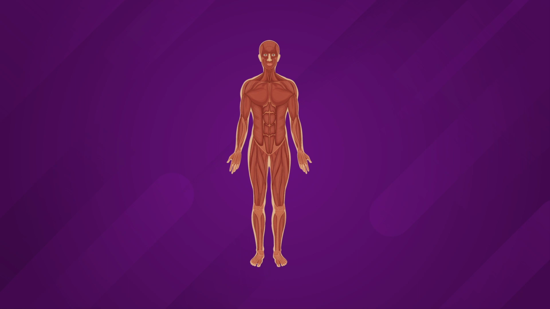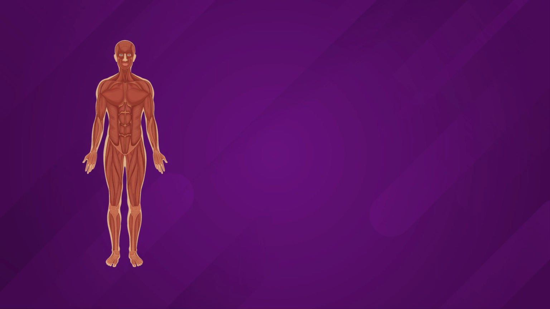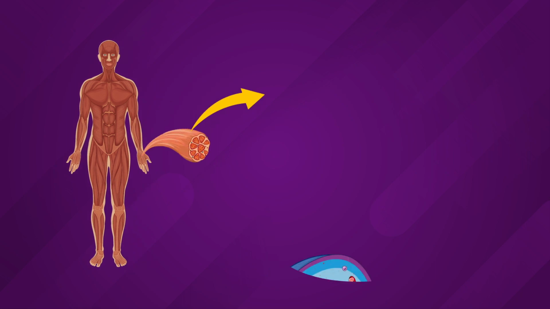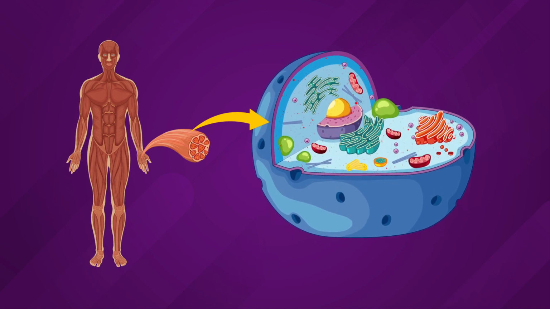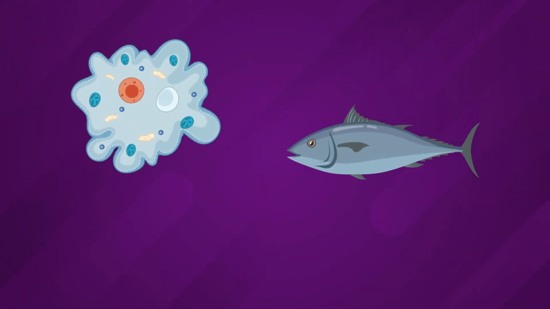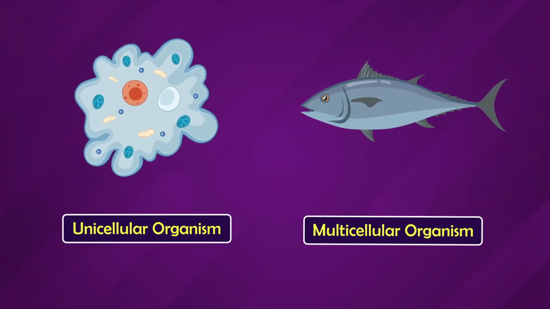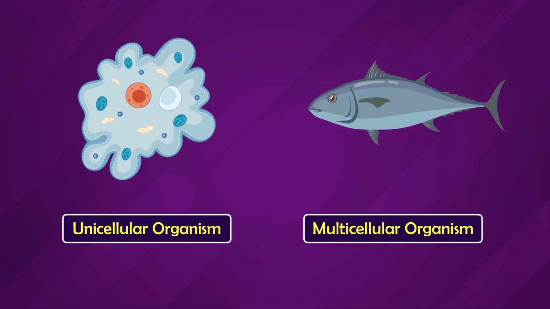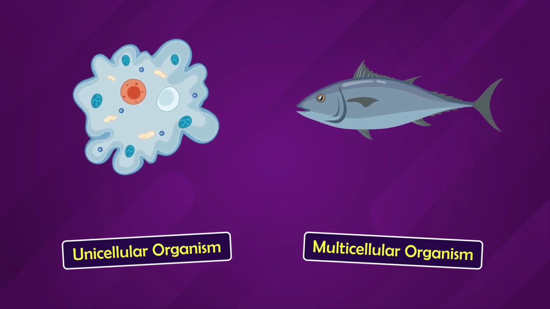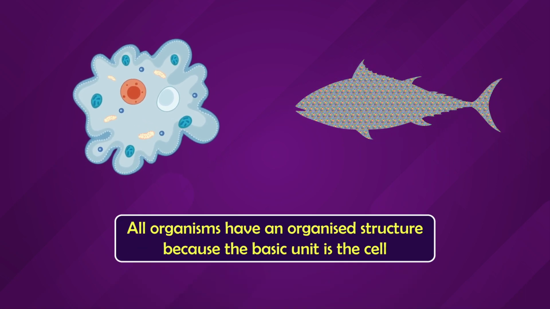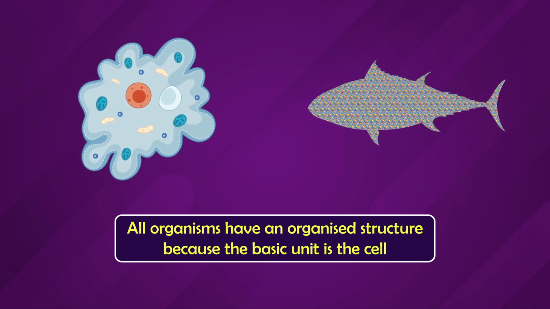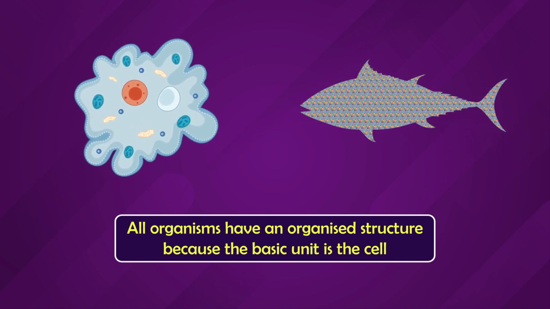We have already learned that living organisms have a well-organized structure. They have tissues, tissues have cells, and cells have smaller components in them called molecules. Whether an organism is unicellular or multicellular, they have a well-organized structure. The cell has an organized structure, and all the organisms have organized structures because the basic unit of that structure is the cell.